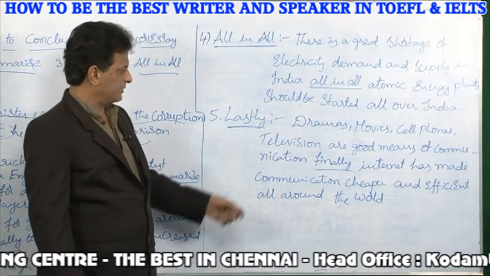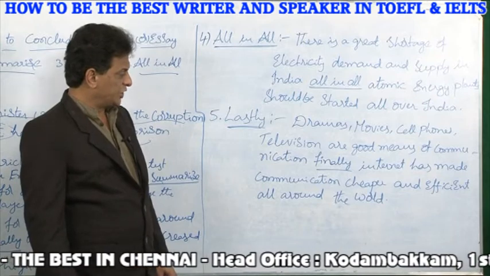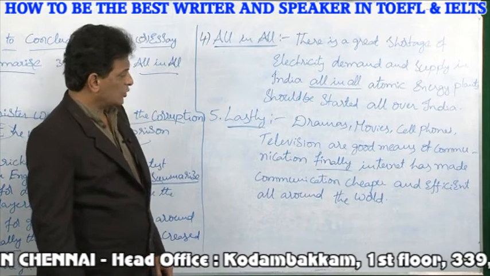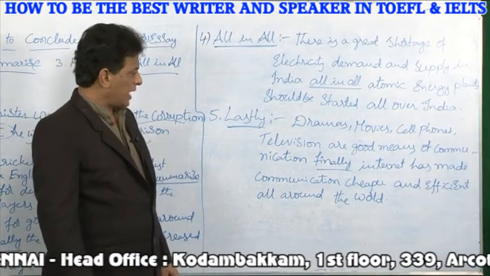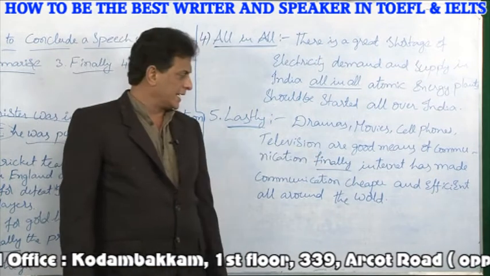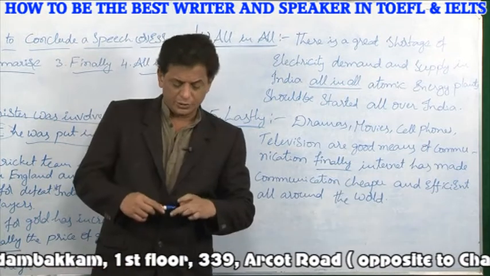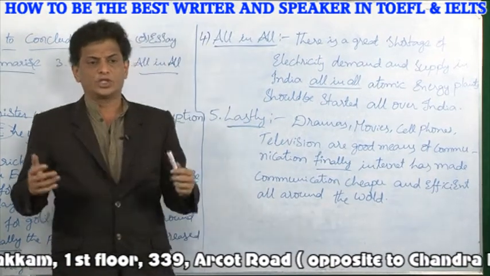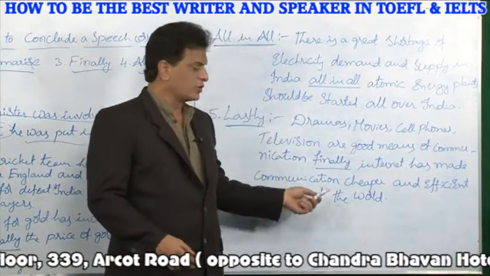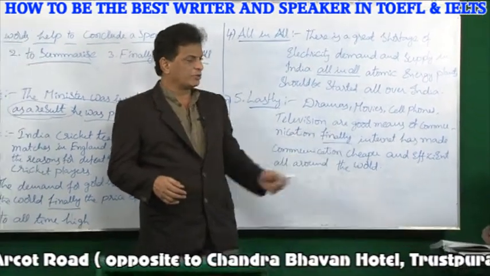Number 5, "lastly." Dramas, movies, cell phones, televisions are good means of communication. So, finally, you are telling that the internet has made communication cheaper and efficient all around the world. You can speak through the internet, no charges. You can send an email, no charges. There are no courier charges or postal charges. So, finally, you are coming to a conclusion.